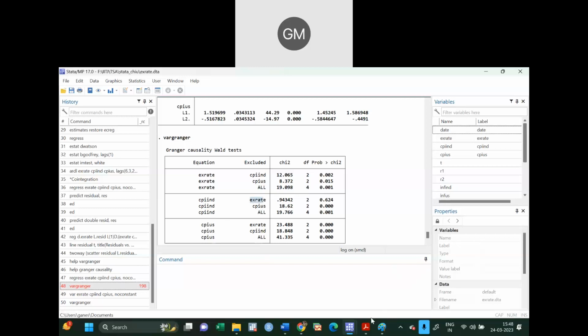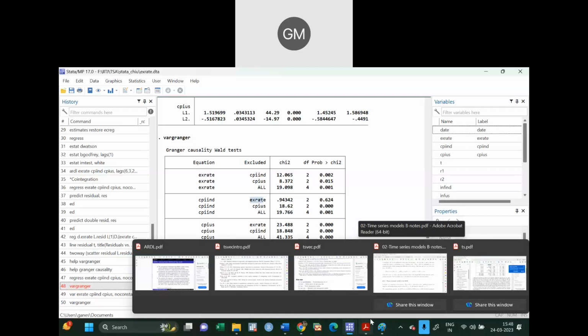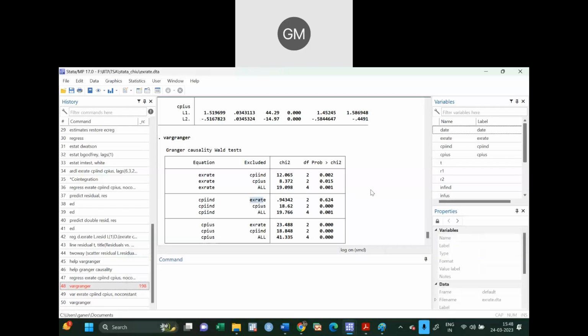Okay, so just read from the PDF once just to confirm, but this is what I got about the consumer price, about the Granger causality.